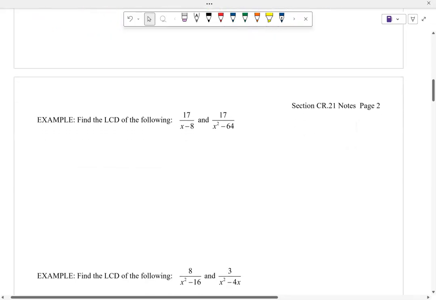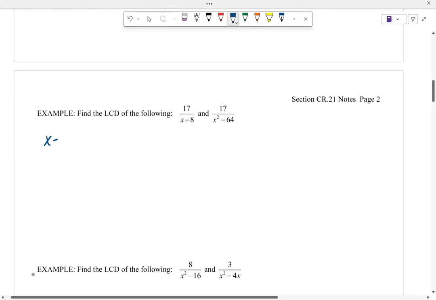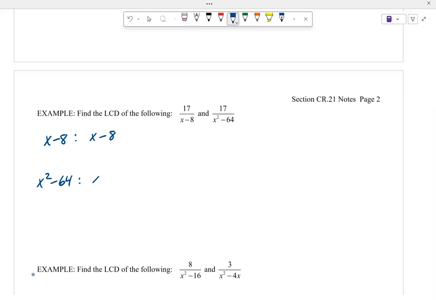Let's do some more here. X minus 8 and x squared minus 64. Well, that factors into x minus 8. This one factors into x minus 8, x plus 8. All right, so the least common denominator would be, I'd have to have an x minus 8, and I'd have to have an x plus 8 before I did that problem.